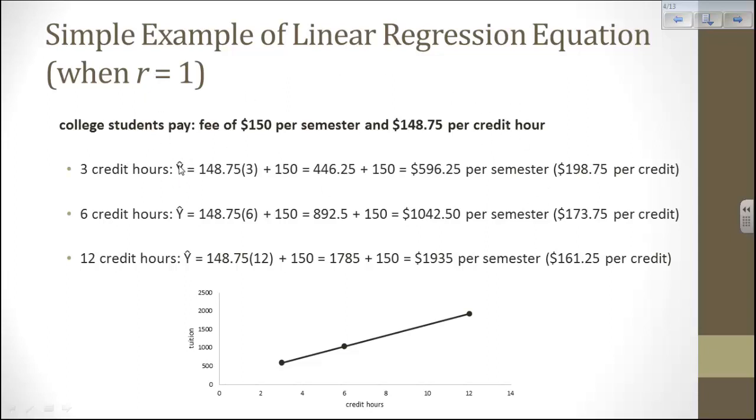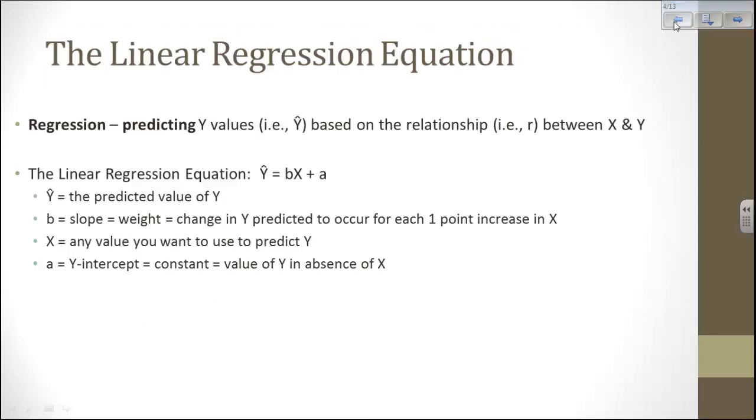So that would be our Y hat as tuition. And then this 148.75, this would be our B in our regression equation. So this is akin to the change in tuition for each credit hour that is added to your semester. So just to break it down, in terms of the regression equation that we just looked at, Y hat is going to be the predicted tuition.